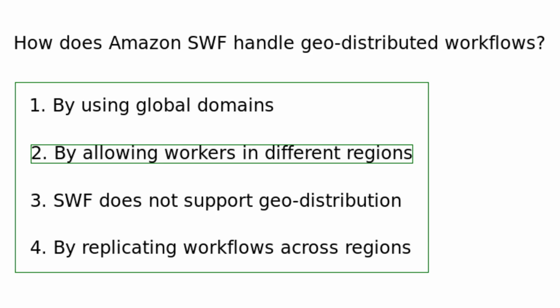Amazon SWF handles geo-distributed workflows by allowing workers in different AWS regions or even on-premises. Tasks can be executed wherever the workers are, while SWF manages the coordination centrally.